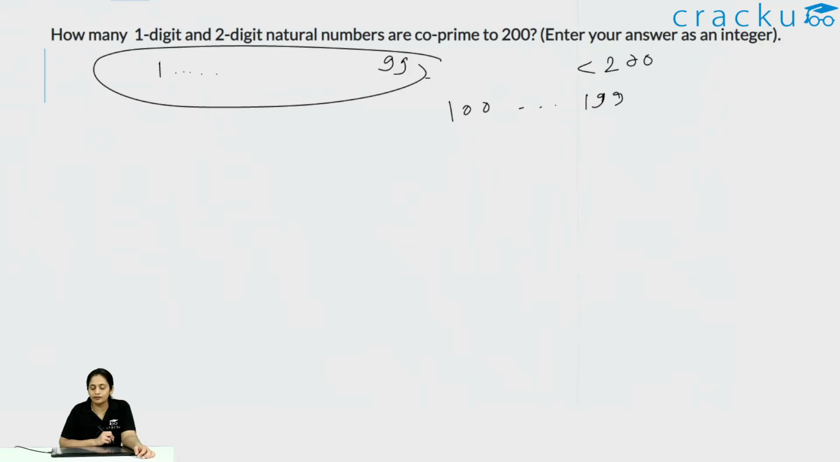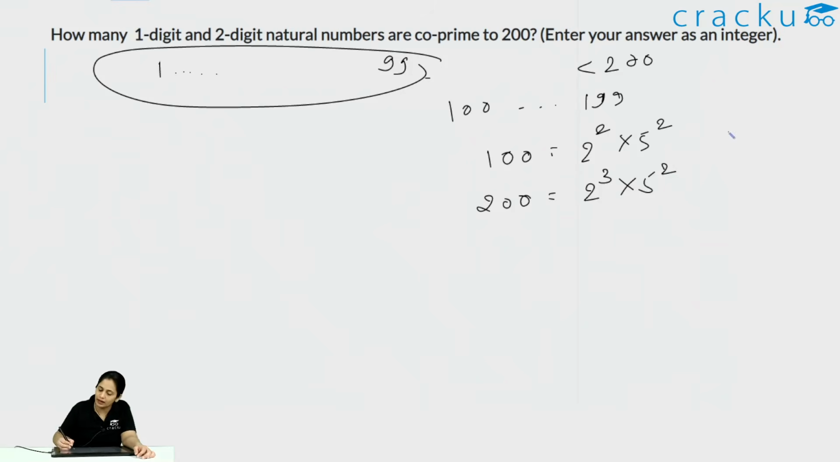In this case, you have to remember that if you consider 100, 100 is equal to what? This is 2 square into 5 square. And 200 is equal to 2 cube into 5 square. So if any number is co-prime with 100, it will also be co-prime with 200. There is no number that can be co-prime with 200 but not co-prime with 100. So instead of figuring out how many 1-digit and 2-digit numbers are co-prime with 200, we figure out how many numbers are co-prime with 100 and less than 100, because we have a direct formula for that.